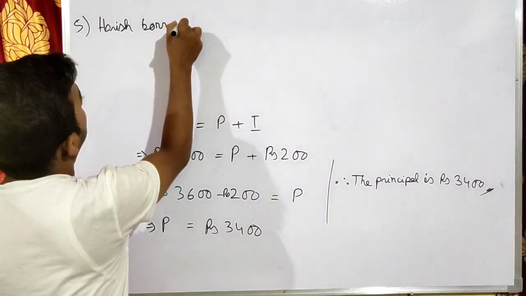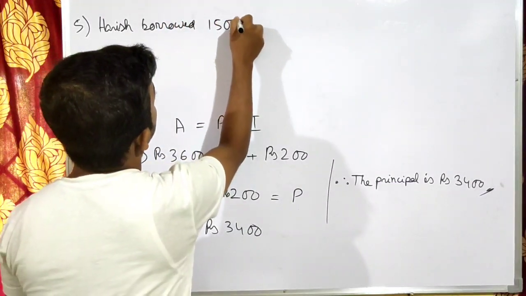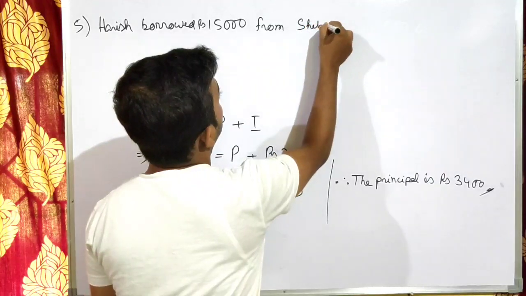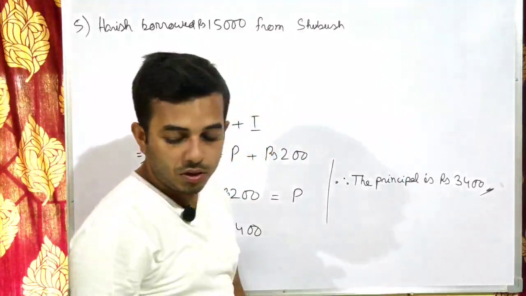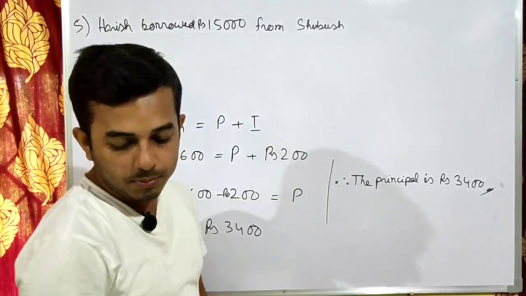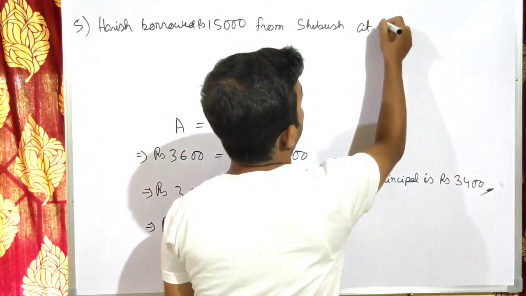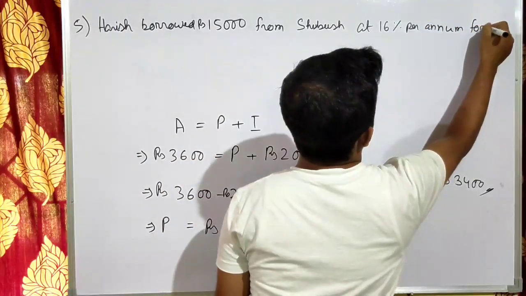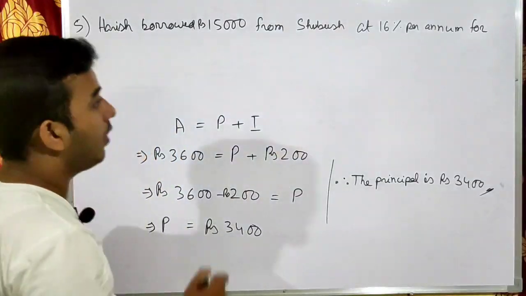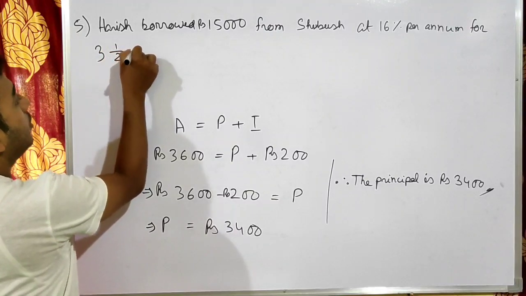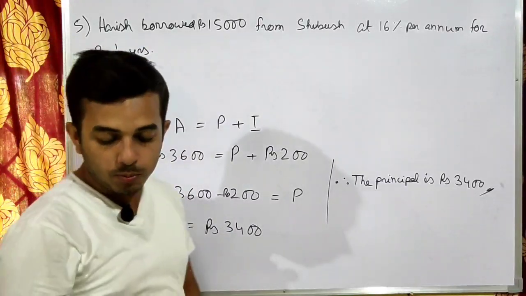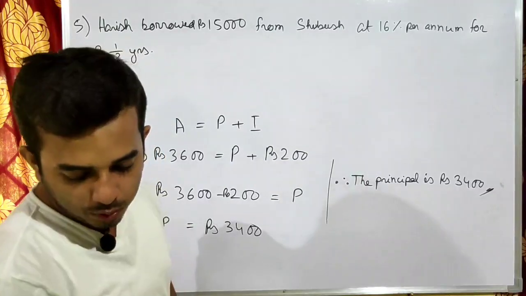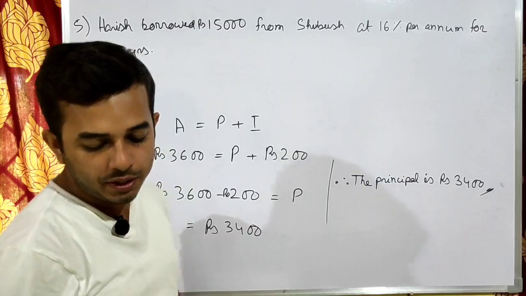Harish borrowed 15,000 from Subhash at 16% per annum for 3 1/2 years. Okay, so here Harish borrowed 15,000 rupees from Subhash at the rate of 16% per annum for 3 1/2 years. Okay, find the interest and the amount paid by Harish to Subhash.